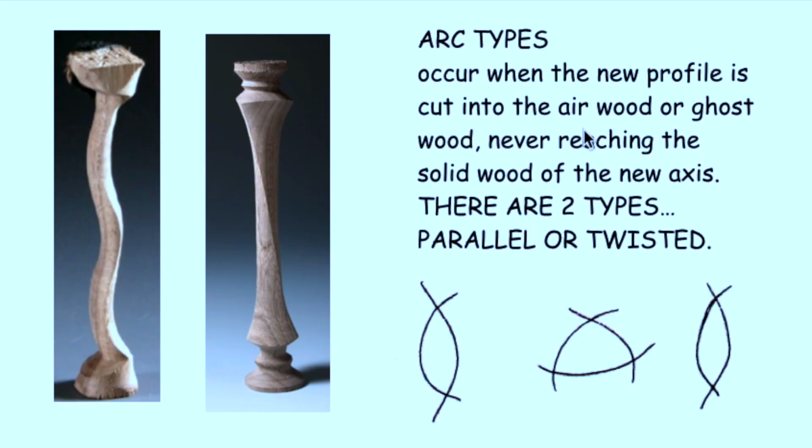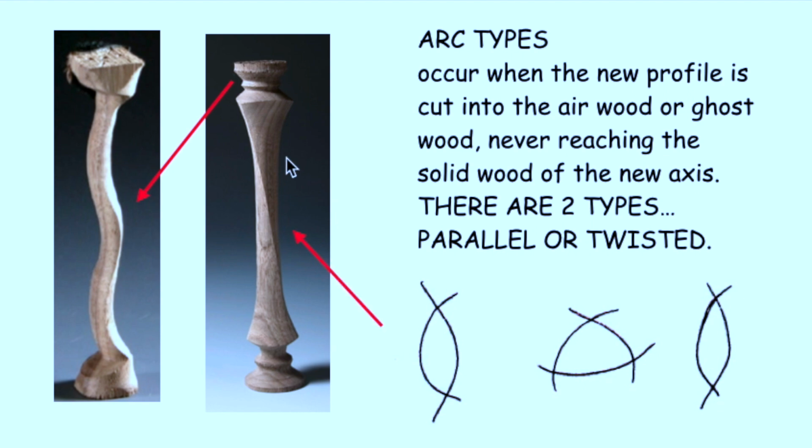Here are some examples of arc type, and there are actually two types of arc types. There's parallel. This is the one on the left, and these are parallel axes to that center axis. On one axis, let's say it's where my arrow is and it's parallel to that center axis, then I turned a bead and a cove and a bead. And then in the same plane as the center axis and 180 degrees from that first axis, there's a second axis on which you turn then a cove under the bead, a bead on top of that cove, and a cove under that bead. So that's an example of parallel arc type.